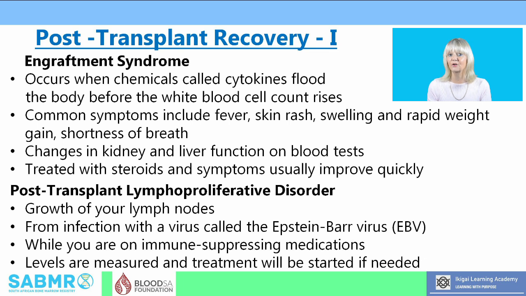Let's have a look at engraftment syndrome. Engraftment syndrome occurs when a rush of chemicals called cytokines flood the body very quickly right before the white cell count rises. The most common symptoms include fever, skin rash, swelling and rapid weight gain, shortness of breath, and changes in kidney and liver function on blood tests. Engraftment syndrome is treated with medications called steroids, and symptoms usually improve quickly.